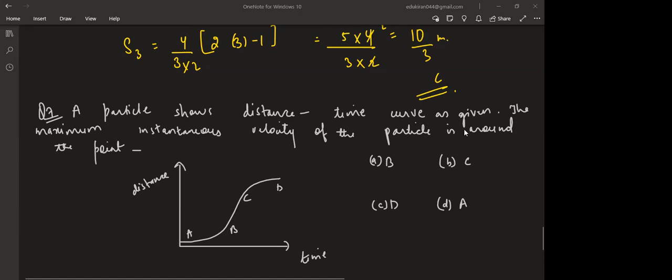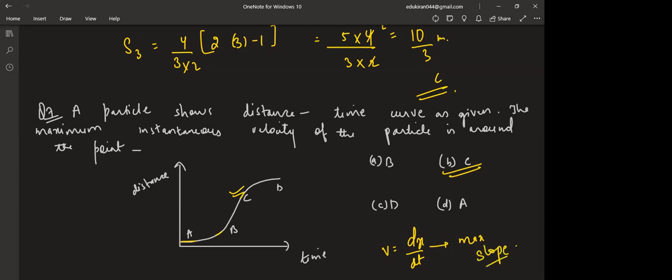Yes, Saif and Farhat, B option. That is C. Why are we going to choose C? Maximum velocity means the point at which dx over dt is maximum, right? Because this is velocity. So where are you getting the maximum slope? This, or this? This is becoming static again. So this is the maximum slope, you're getting it here only. So you will see it through the maximum slope.